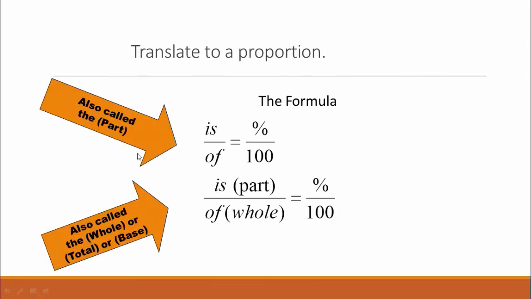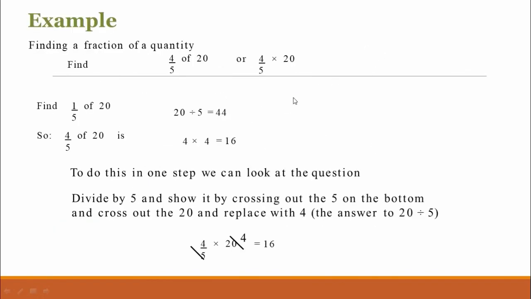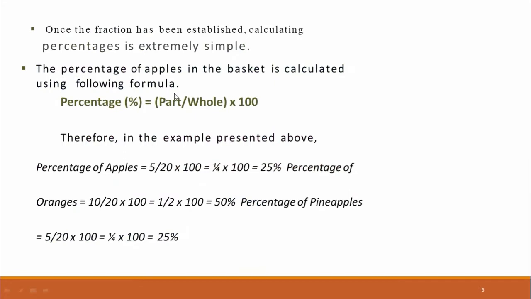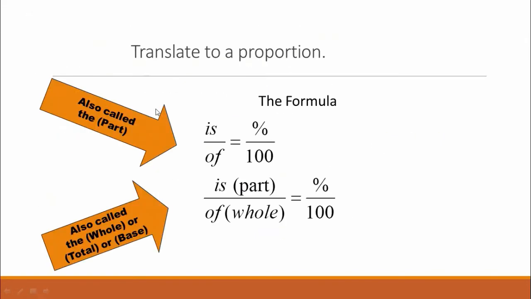Now, to translate the proportional, dear students, using the previous formula, as I have already told you, percentage can be found by part divided by whole multiplied by 100. So this formula can be written as percentage divided by 100 is equal to part divided by whole. So the translation of this formula can be written as is divided by of is equal to percentage divided by 100.